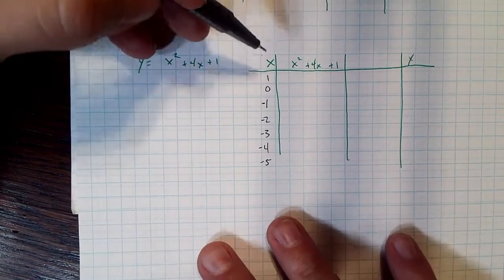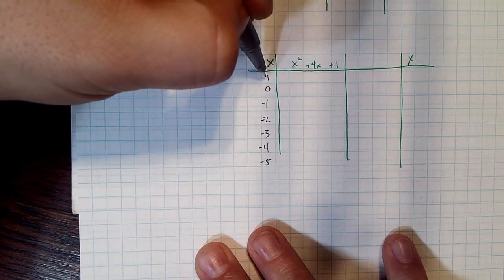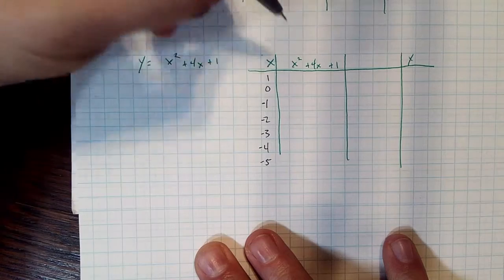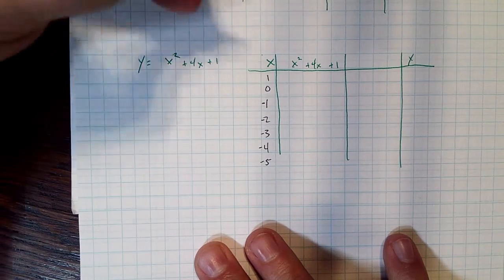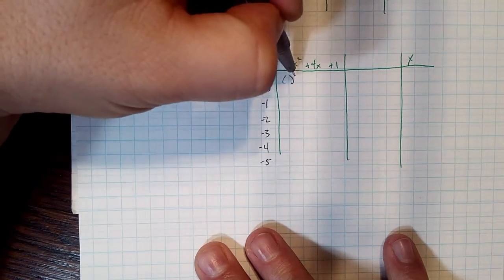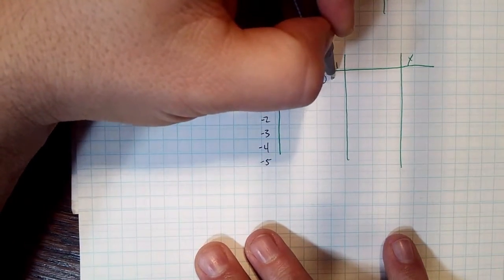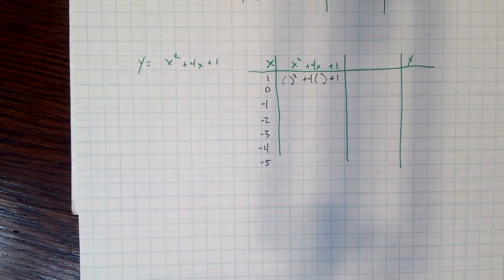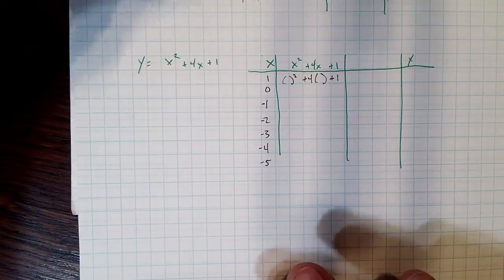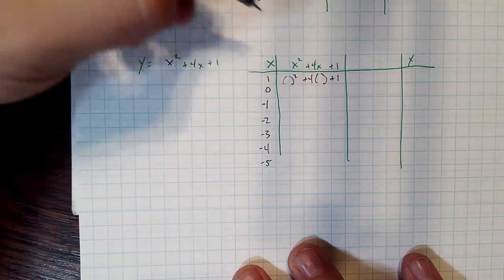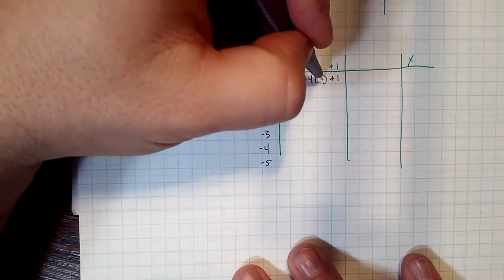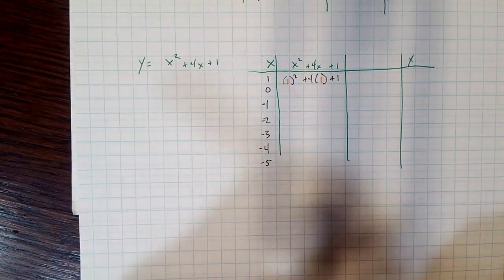Okay, so now we start this out just like we did before. First thing is I'm going to write this out, but wherever there's an x, I'm going to leave an empty parentheses. So I'm going to say parentheses squared plus 4 parentheses plus 1. Okay? And now I'm going to fill in this number, 1, in every empty parentheses. All right, here we go.